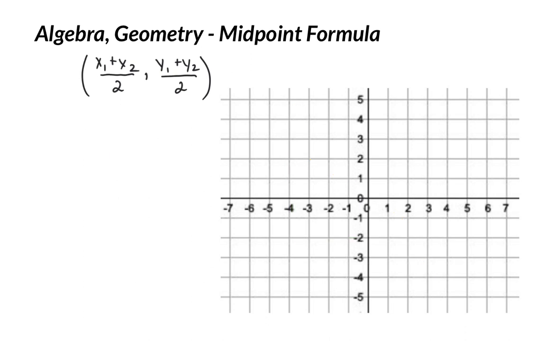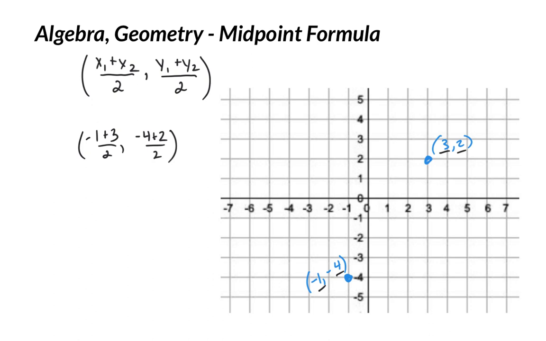Okay, so I put in these 2 points, (-1, -4) and (3, 2). Start with finding the average of the two x's. The x values were -1 and 3. Add those up, divide by 2. The y values were -4 and 2. Add those up, divide by 2.